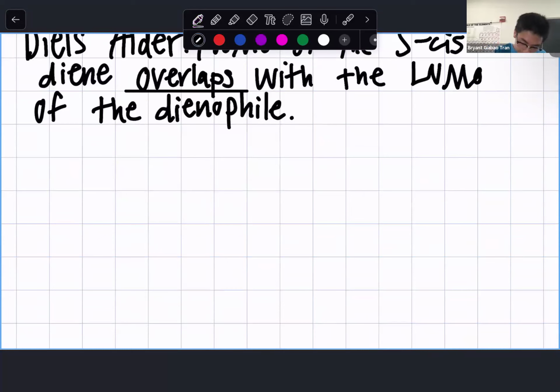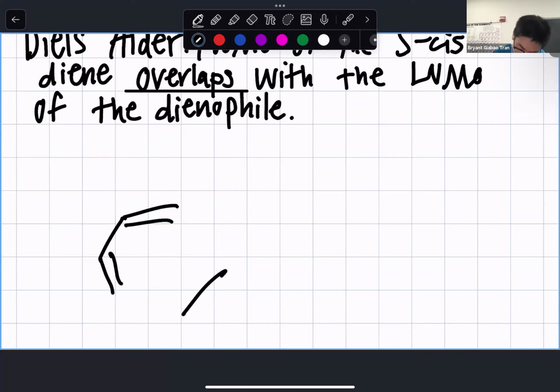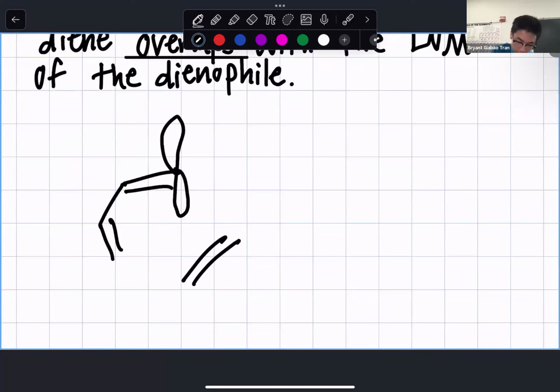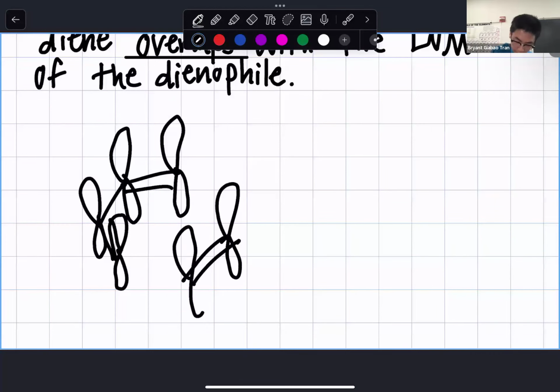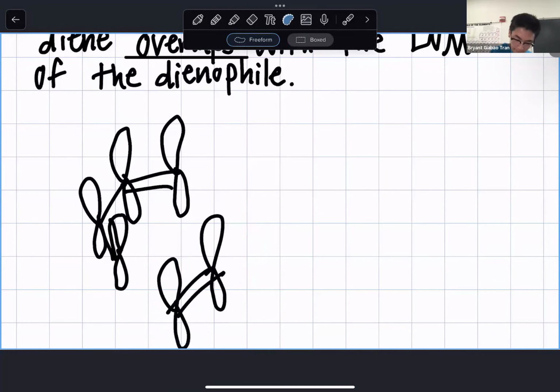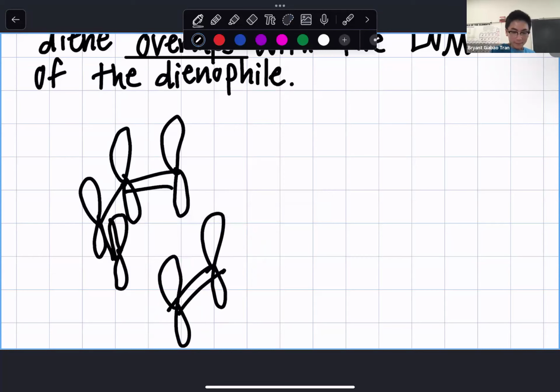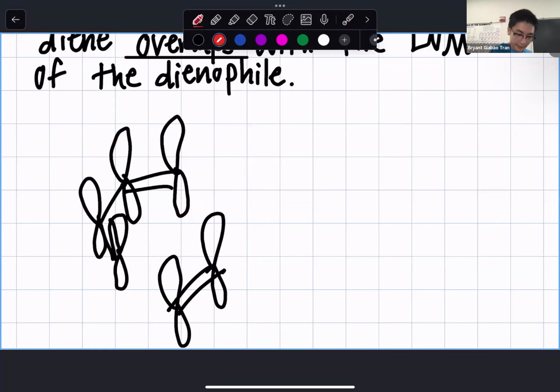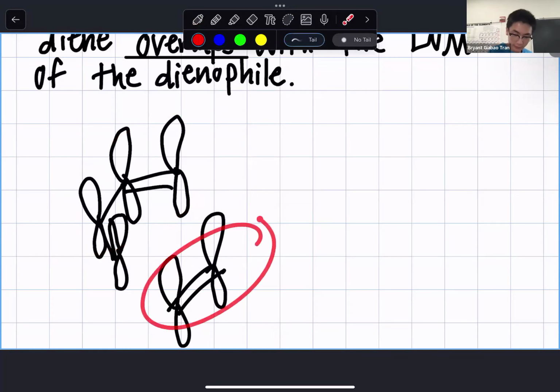So let's draw the overlap of an S-cis diene and a dienophile. We know that there are p orbitals on all of these sp2 hybridized carbons here, like that, right? P orbital, p orbital, p orbital, where we said that the HOMO of the diene will react with the LUMO of the dienophile.